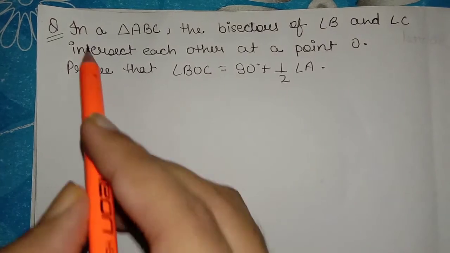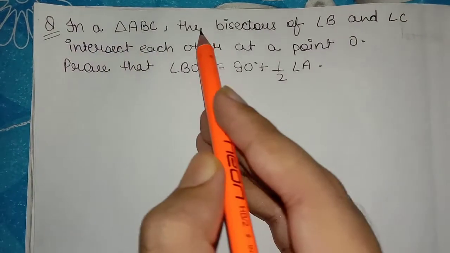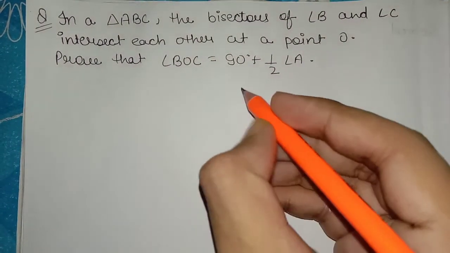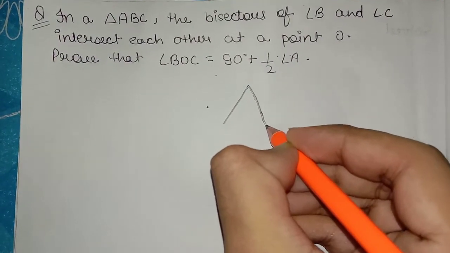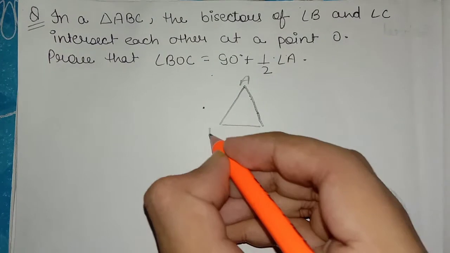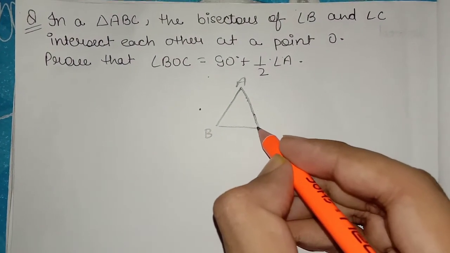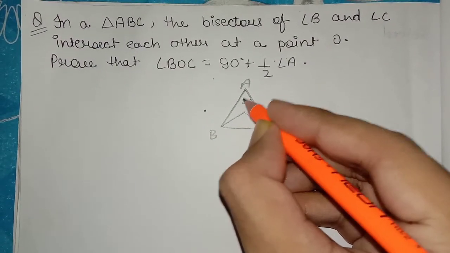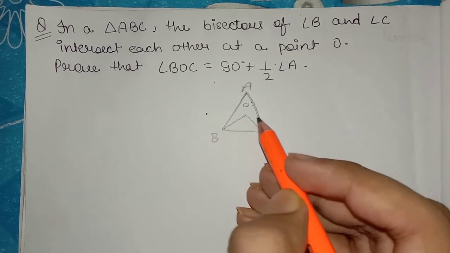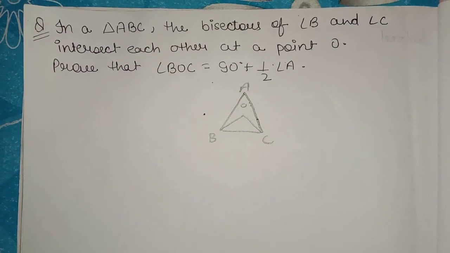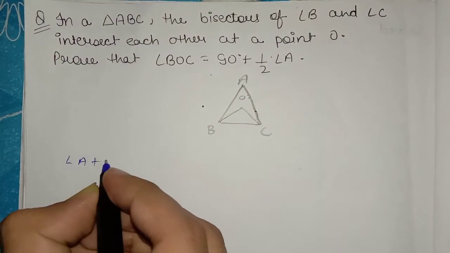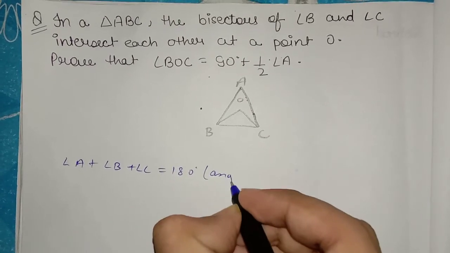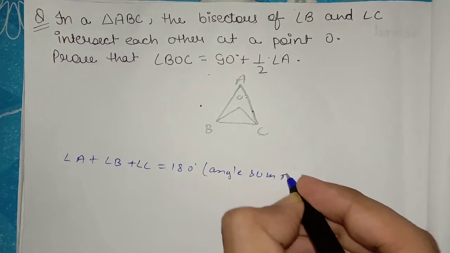Here is our second question. It said that in a triangle ABC, the bisectors of angle B and angle C intersect each other at a point O. So here is our triangle ABC. Its bisector of angle B and bisector of angle C meet at a point O. We have to prove that angle BOC is equal to 90 degree plus half angle A. So we can write that angle A plus angle B plus angle C is equal to 180 degree by angle sum property of triangle.